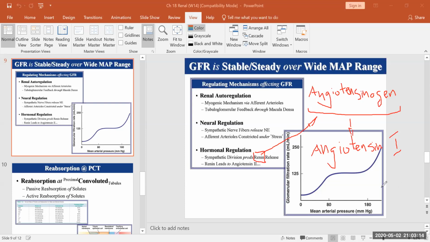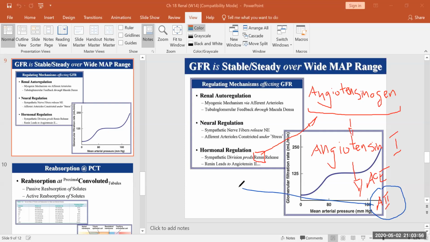And that angiotensin 1 will be converted by another enzyme, shortened ACE. A-C-E. ACE stands for angiotensin converting enzyme. And ACE converts angiotensin 1 into angiotensin 2. So I'm going to simply write A2 here, okay? A here stands for the same word, angiotensin. So angiotensin 2.